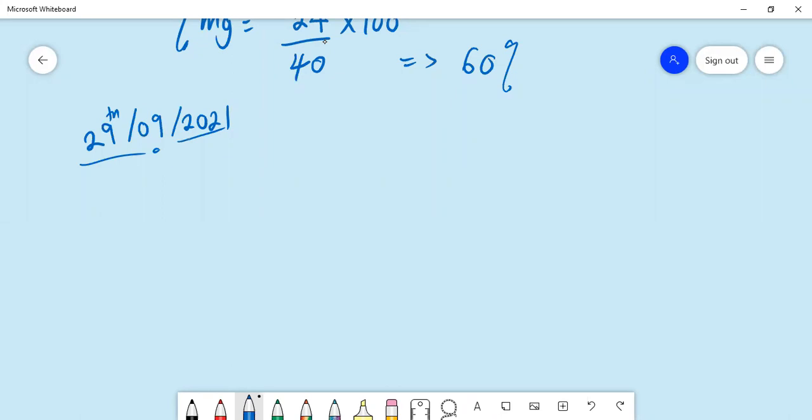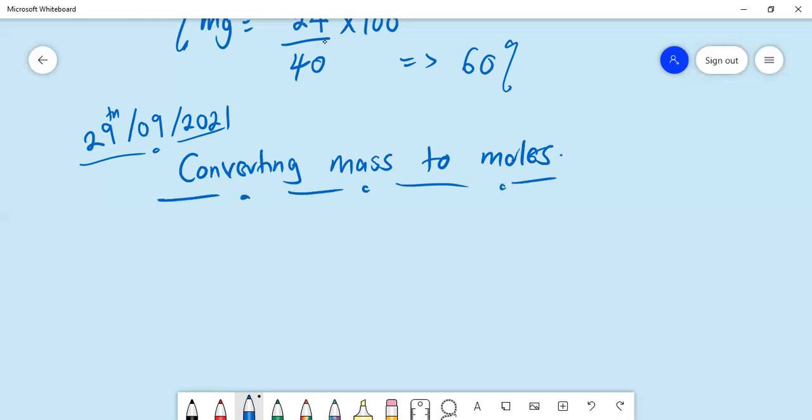So we're going to look at converting mass to moles. Remember, yesterday we were looking at converting from moles to mass. Now we look at mass to moles. Let us look at one example and see how we handle such cases.